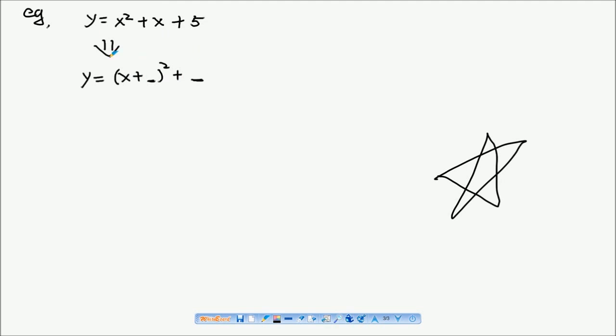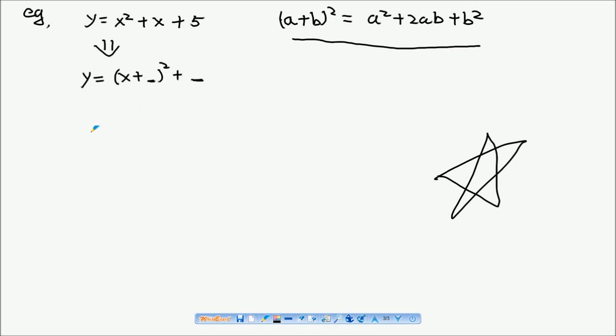To do that, you have to be familiar with the equation: a plus b square equals a square plus 2ab plus b square. You have to be very familiar with this equation, and you always have to remember it. The idea, I show you how we do it.